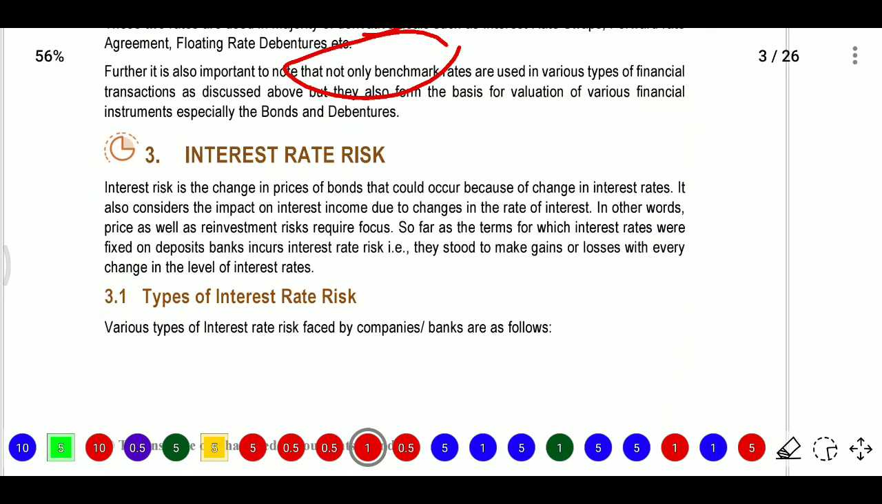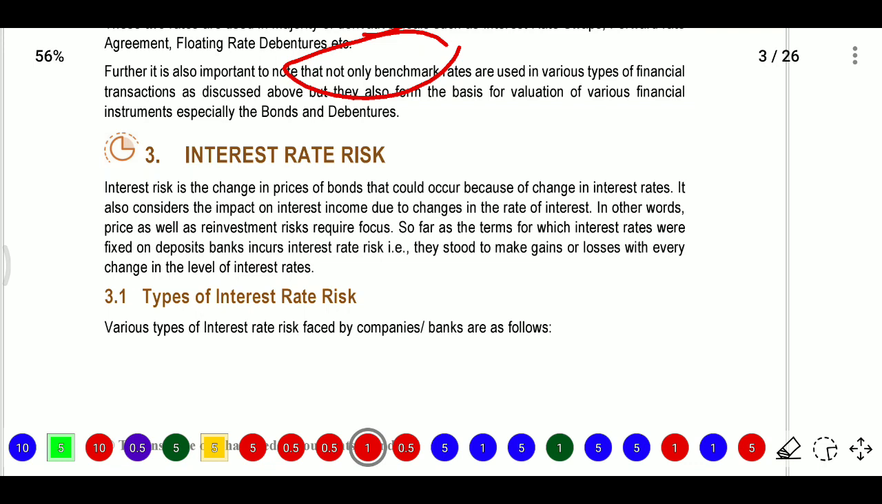And interest rate risk. So what is the interest rate risk? We have already said that interest is sensitive information for the bank. When interest rates are increasing, the company will be afraid, because they need to pay more expenditure, operating cost will increase, finance cost. Here interest risk is the change in the price of a bond because of change in interest rates. So as interest rates change, interest risk increases, and we need to consider the impact on interest income due to change in the rate of interest.